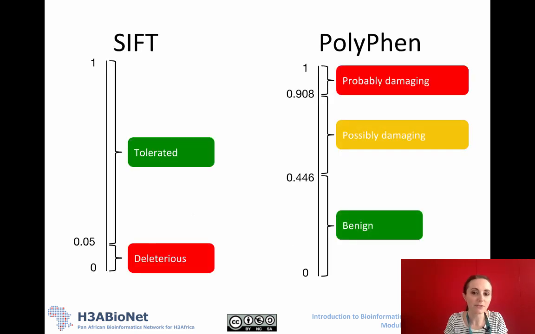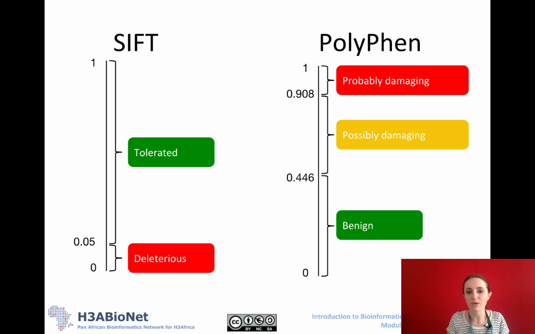SIFT and PolyPhen both give you a score out of 1, and really annoyingly, I don't think the people who made SIFT and PolyPhen talked to each other at all because their scales are opposite, and I never remember which one is which.